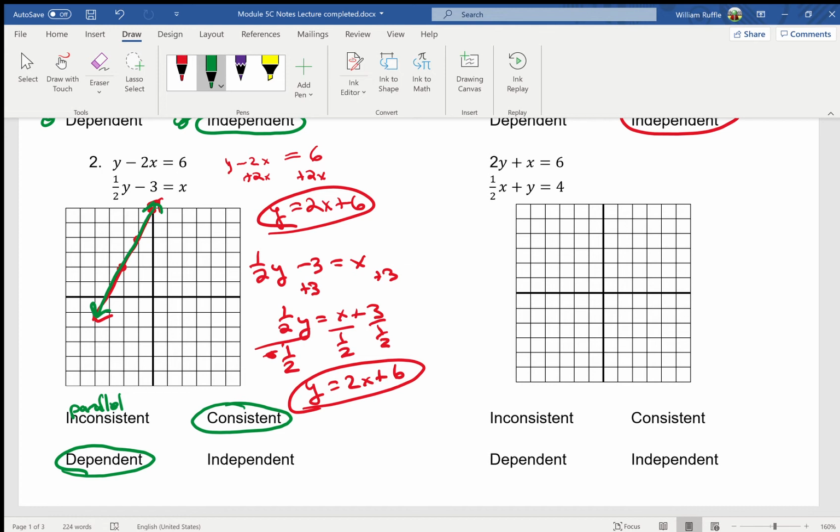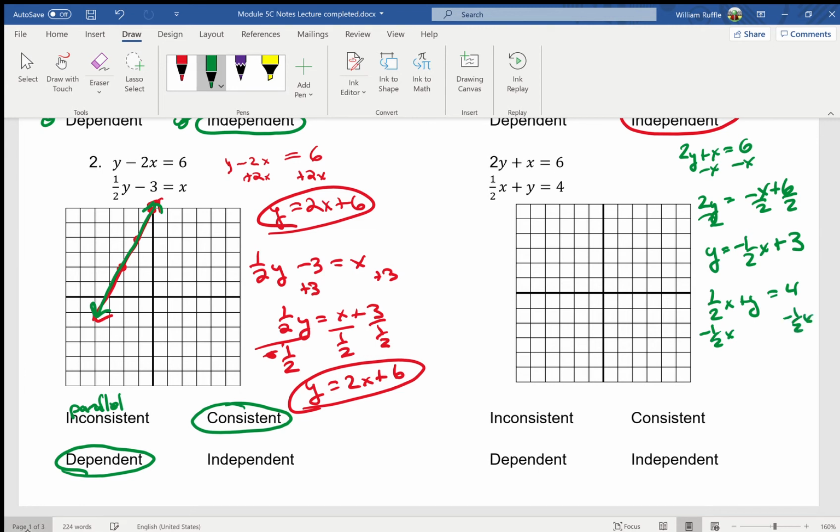So when I do my next one here, you can almost guess what's going to happen. If I do 2y plus x equals 6, subtract the x over, I get 2y equals negative x plus 6. Divide everything by 2, I get y equals negative 1 half x plus 3. My other equation is 1 half x plus y equals 4. I'm going to subtract 1 half x over, so I get y equals negative 1 half x plus 4. So I have to graph these two lines. And if you notice, they have the same slope, but different y-intercept.